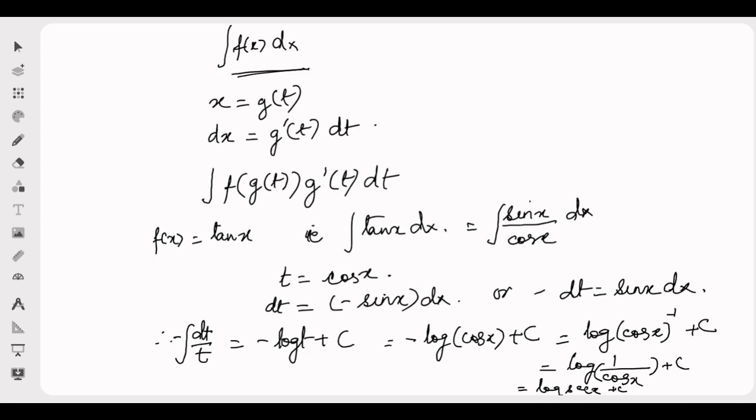So this is the integral of tan x. Means if you are differentiating this function log of sec x, you will get tan x, and hence the integral of this function tan x will be log of sec x plus c. Similarly, we can find the integral of cot x dx. This also we will do by substitution method.